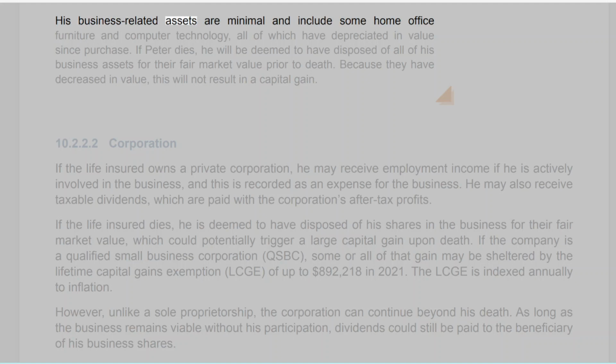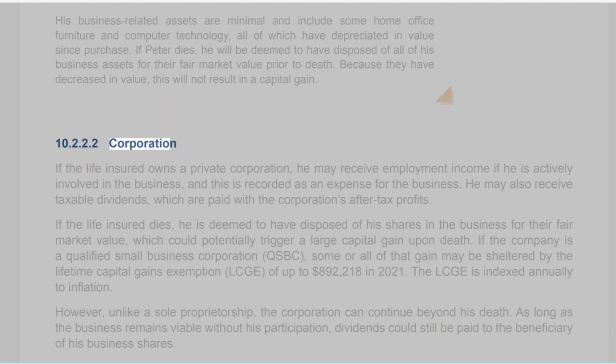His business-related assets are minimal, and include some home office furniture and computer technology, all of which have depreciated in value since purchase. If Peter dies, he will be deemed to have disposed of all of his business assets for their fair market value prior to death. Because they have decreased in value, this will not result in a capital gain.